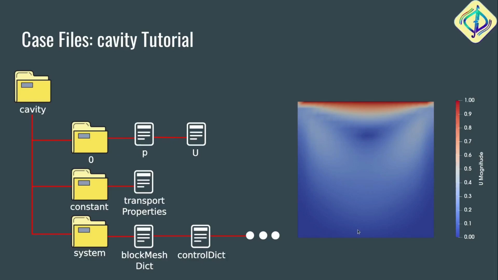Now at the end, if you remember, we saw this result in the ParaView window. So the same results we will generate using a steady state solver. So let's move to the steady state solvers.